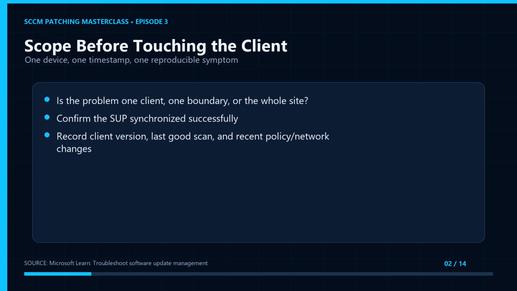Trigger one machine policy retrieval and evaluation cycle, then one software update scan cycle from the Configuration Manager control panel applet. This creates a clean timestamp. Repeated cycles make the sequence harder to read and can add load without adding evidence.